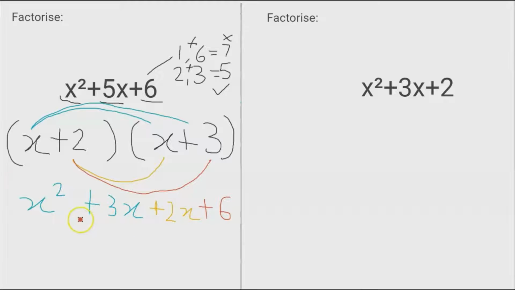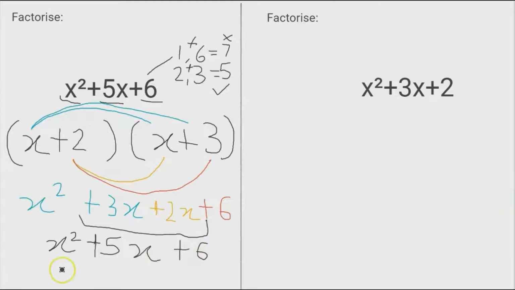So these two x terms will combine. So 3x plus 2x will be 5x, plus 6, of course, and the x squared as well. So x squared plus 5x plus 6. And the way we can tell if we've done our factorizing correctly is if this answer at the end here, when we expand out our brackets, is the same as the given quadratic at the beginning, and it is, so we know that we've done our working out correctly.